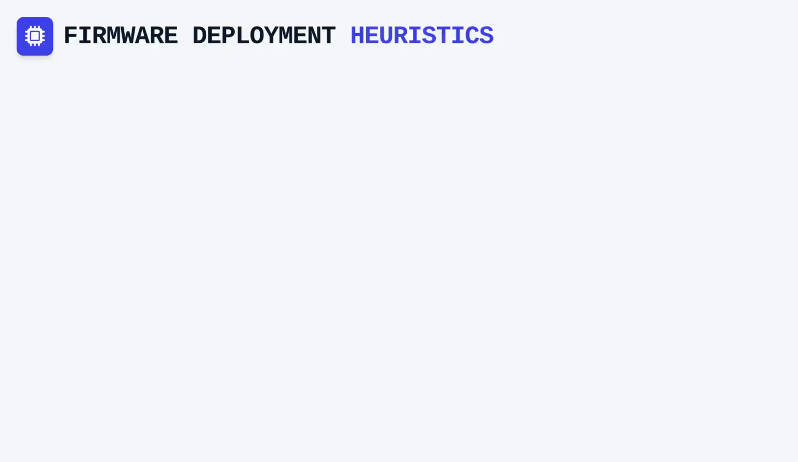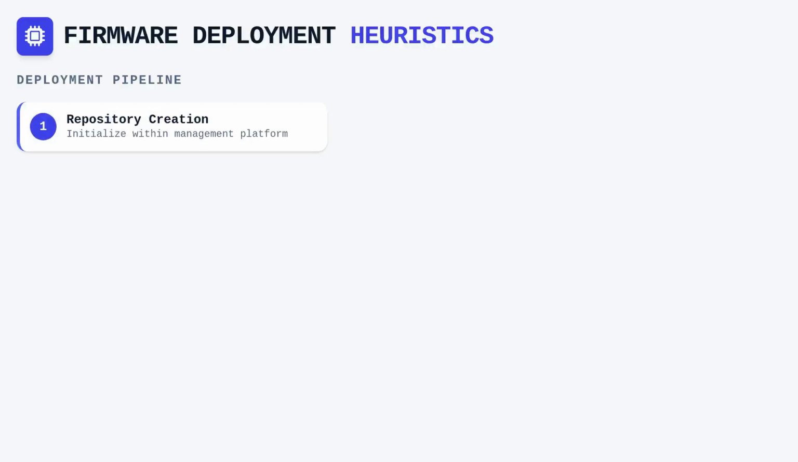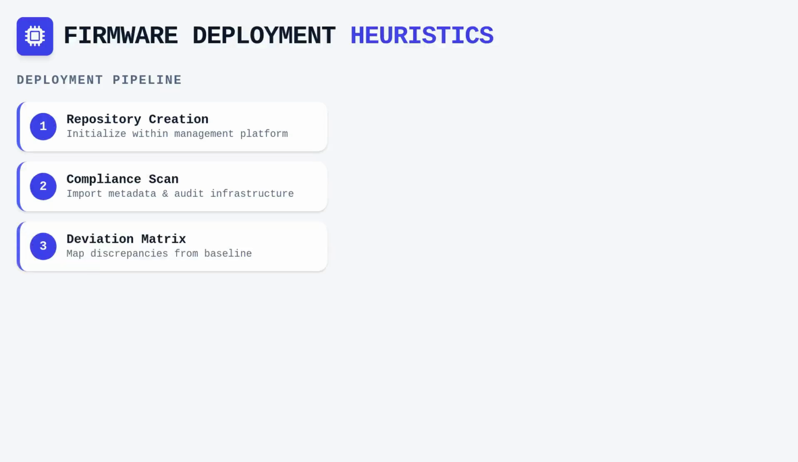Effective deployment heuristics begin with the creation of the firmware repository within your management platform. By importing the baseline metadata, you enable the system to perform a compliance scan against your existing infrastructure. This scan generates a comprehensive matrix detailing where components deviate from the established standard.